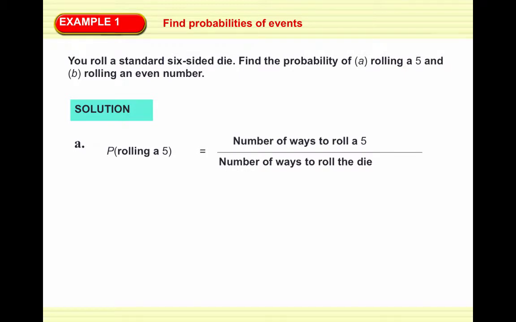Okay, so we want to find the probability of using a standard 6-sided die, rolling a 5, and then we're going to talk about rolling an even number. So the probability of rolling a 5 is the number of ways to roll a 5 to the number of possible outcomes. There's one way to roll a 5. It lands on 5. And there are 6 possible outcomes, so the probability of rolling a 5 is 1/6.